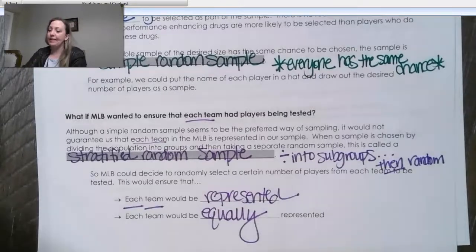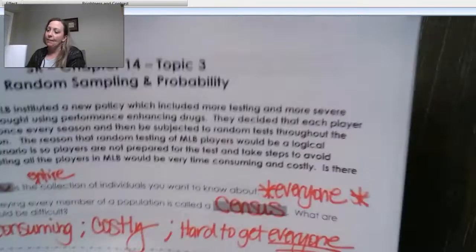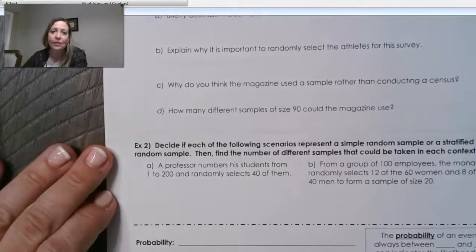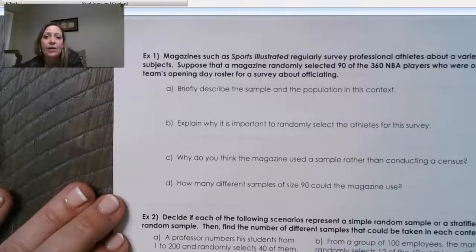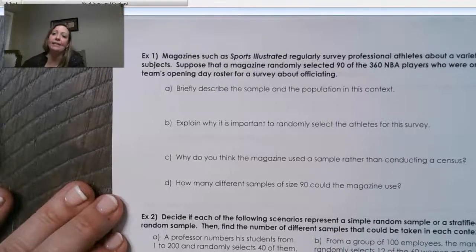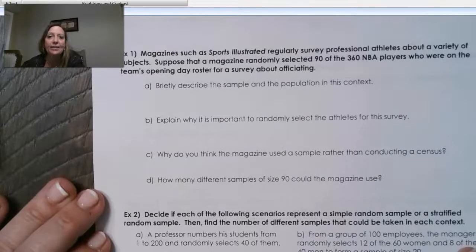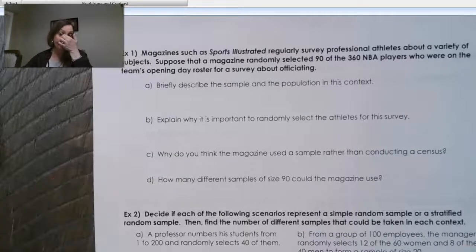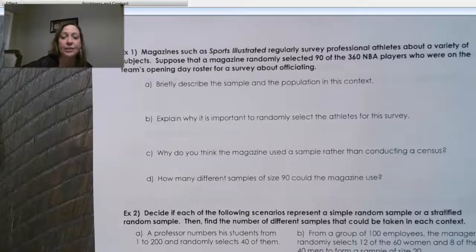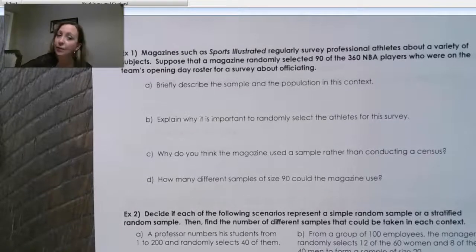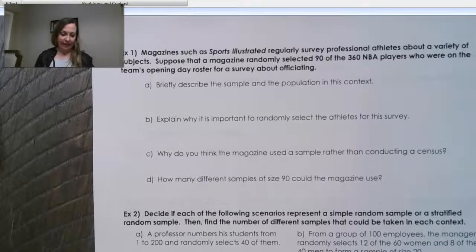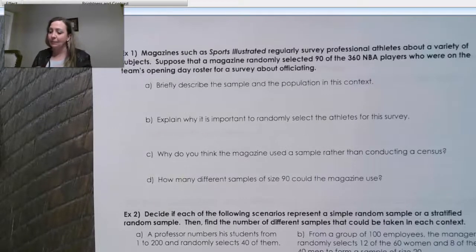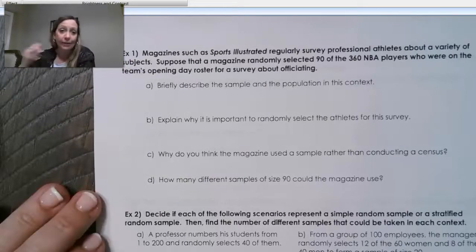So let's try to put these ideas into action by looking at our example 1. Example 1 says magazines such as Sports Illustrated regularly survey professional athletes about a variety of subjects. Let's suppose that a magazine randomly selected 90 of the 360 NBA players, so that's the National Basketball Association, who were on the team's opening day roster for a survey about officiating. A asks us to briefly describe the sample and the population.